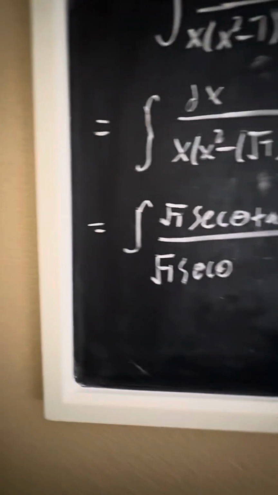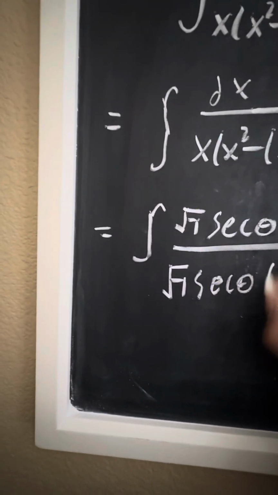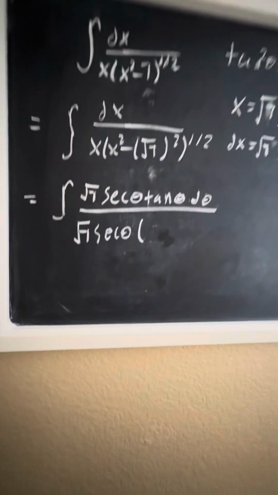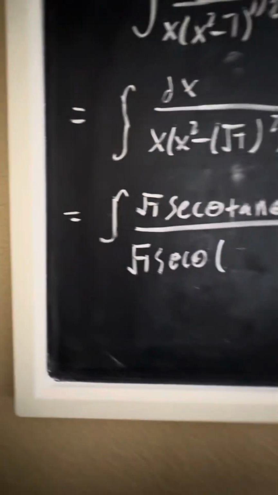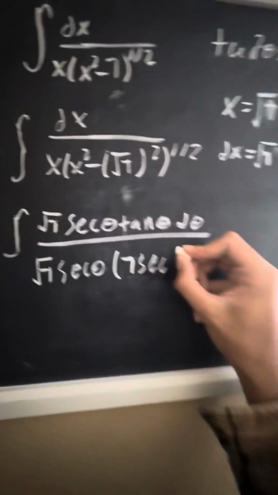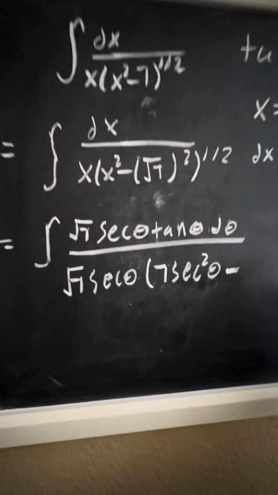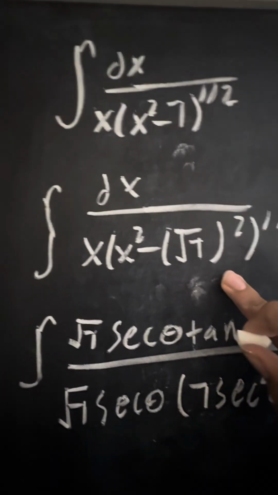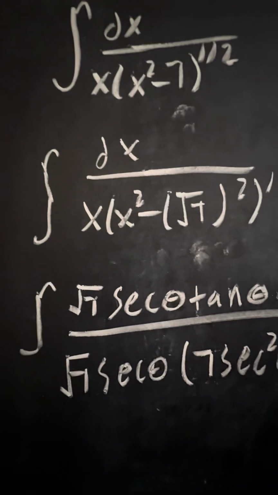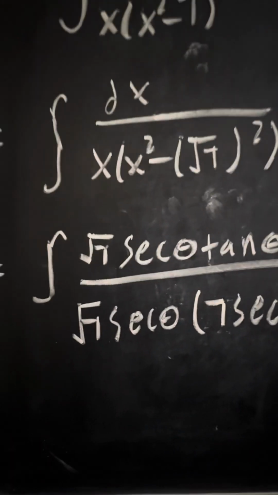Looks pretty good right now. Let's not cancel anything. A lot of people like to just start canceling things. Let's look at it a little bit. What's going to go inside of there? Well, it's going to be 7 secant squared theta minus, remember what we said about this? Let's just change it back to 7 because the square root cancels the square, or the square cancels the square root.